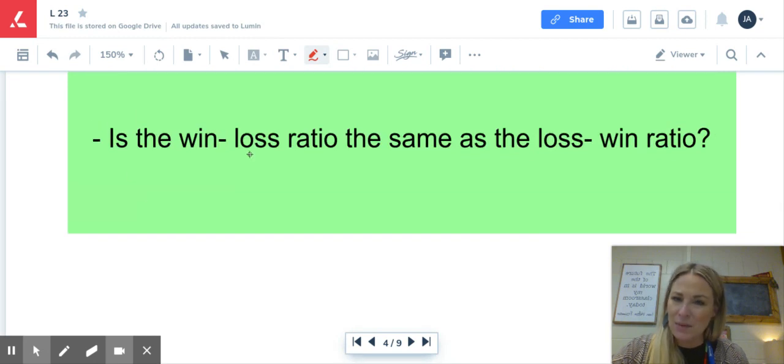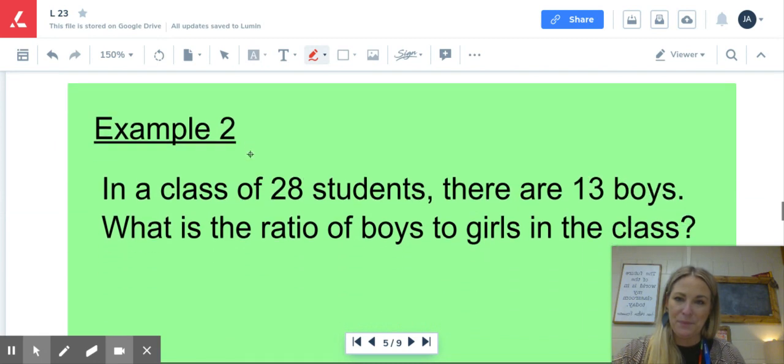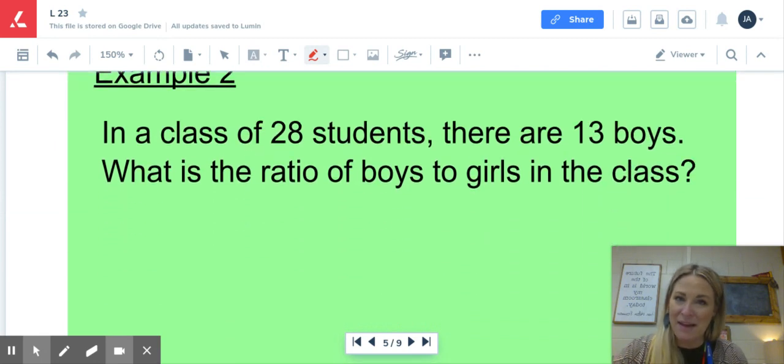Is the win-loss ratio the same as the loss-win ratio? Definitely not. The loss-win ratio is 3 to 7. It's important to pay attention, especially in math.